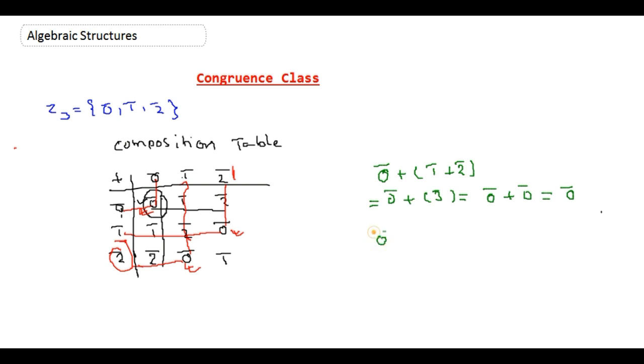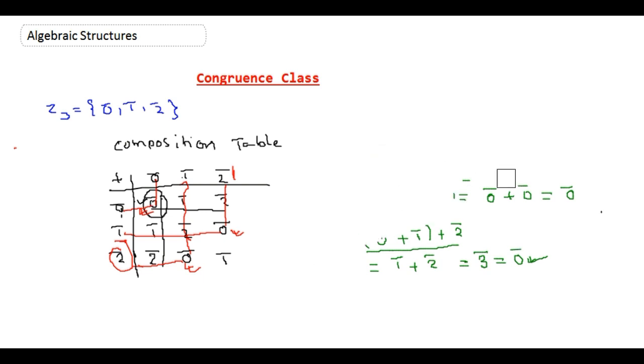Now if I add 0 bar plus 1 bar and then add 2 bar, what do we get? Here we get 0 plus 1 bar is 1 bar, plus 2 bar. So what we get is 3 bar, which is 0 bar. So you can see that these additions give the same value. You can check it easily for any 3 elements from the set, and all types of combinations give the same value. So this addition is associative.